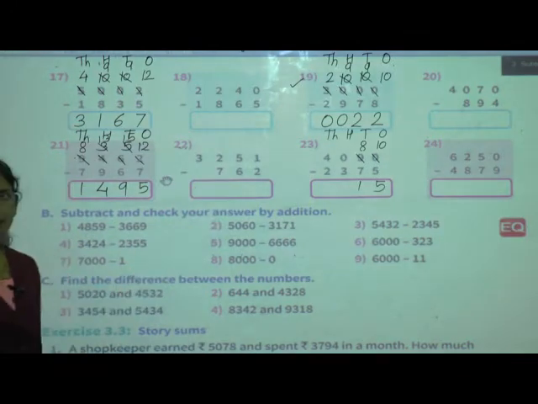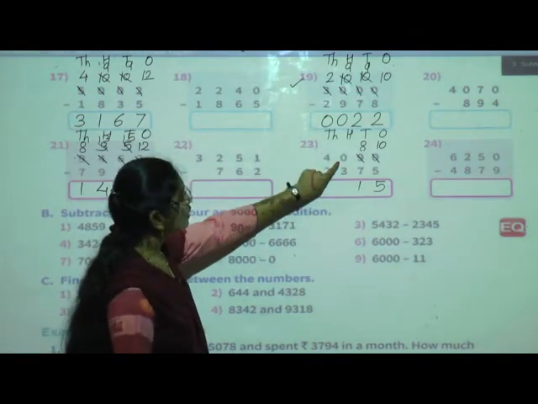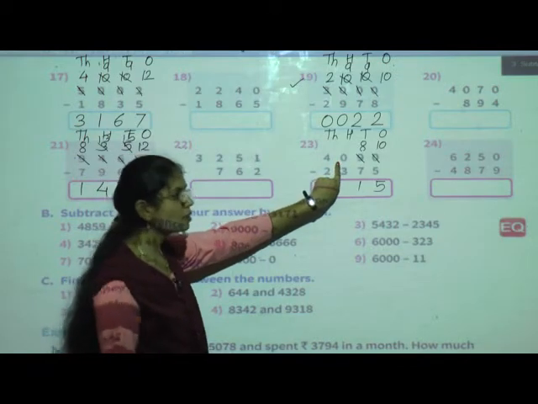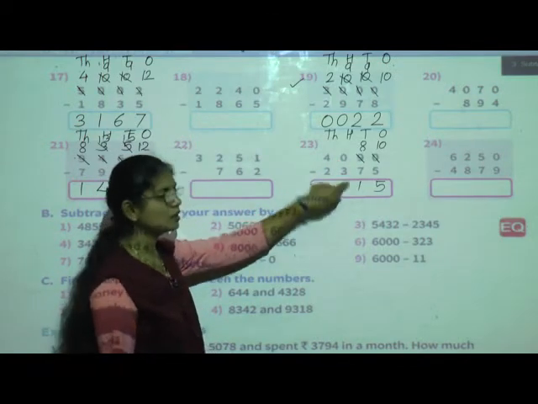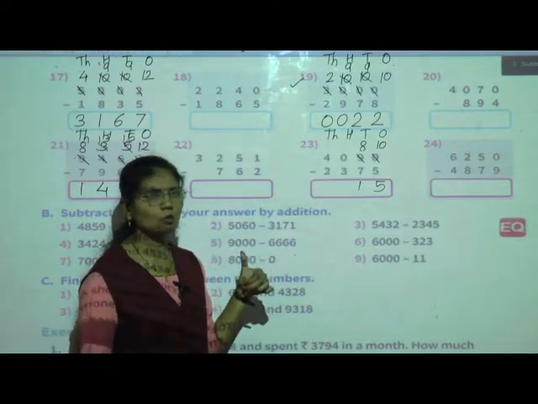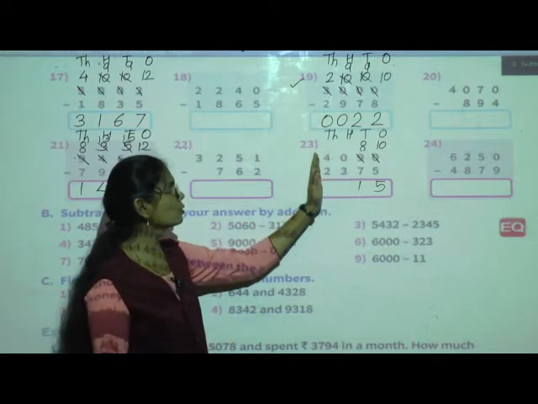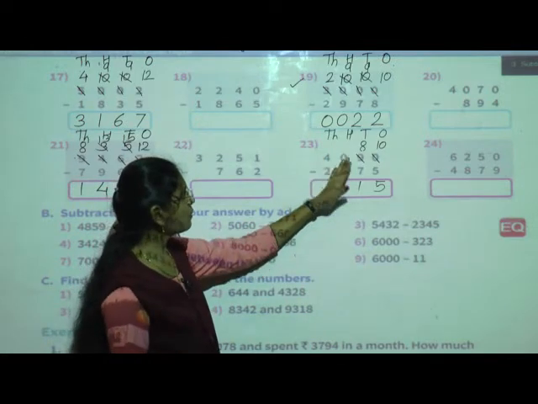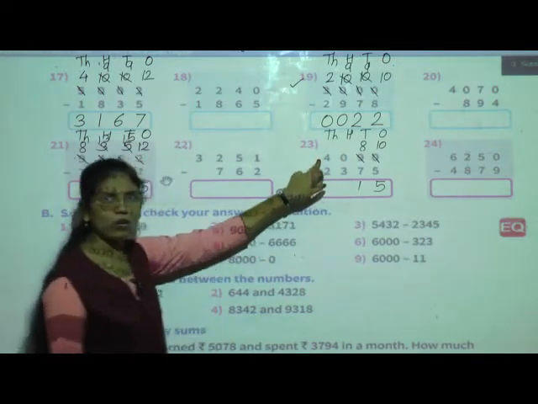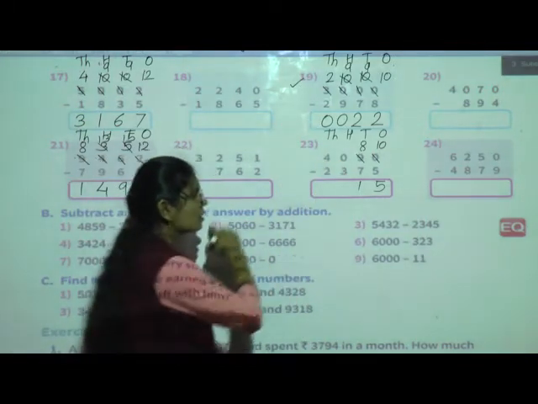Now see the hundreds place. See this column, hundreds column. Here in the first number there are 0 hundreds and in the other number there are 300. So 0 minus 3, can we do? No, we can't do 0 minus 3. Then what to do? Yes, we will go to the neighbor. Who is the neighbor of 100? 1000 is the neighbor of 100. So we will take one borrow from the neighbor.